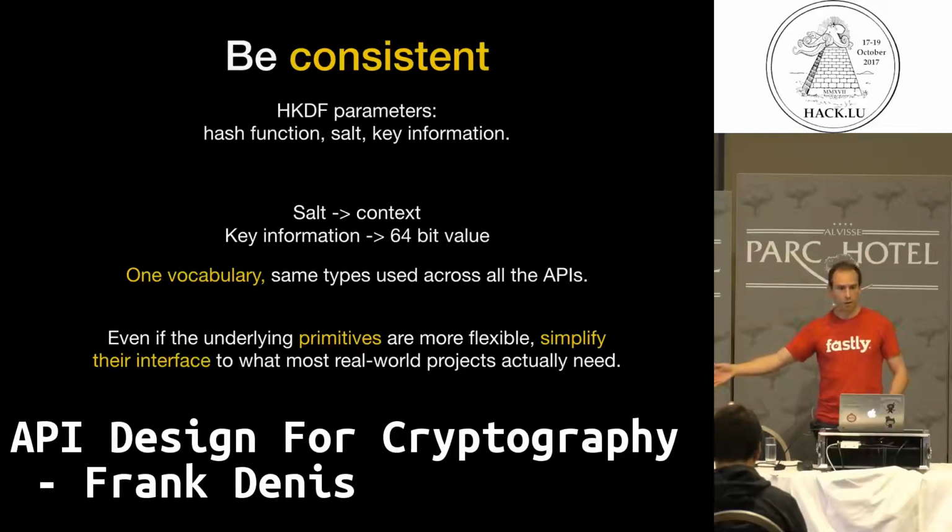All right. So in your API, don't use a specific vocabulary. Use the same everywhere. Just call the salt a context. And for the key information, just ask for a key number. Poof, you just hide all the complexity of a specific function.